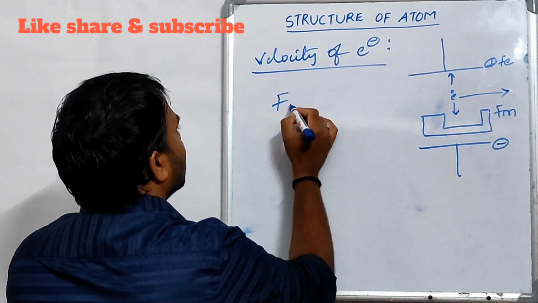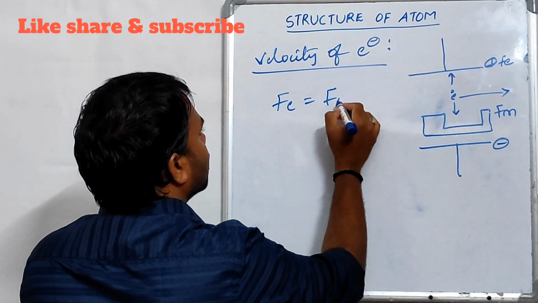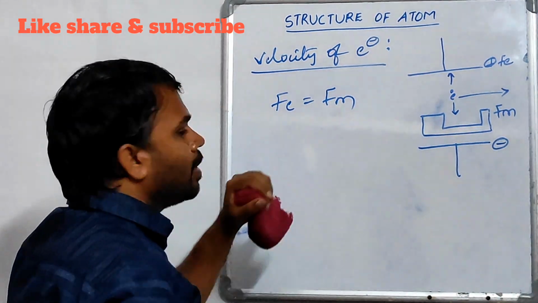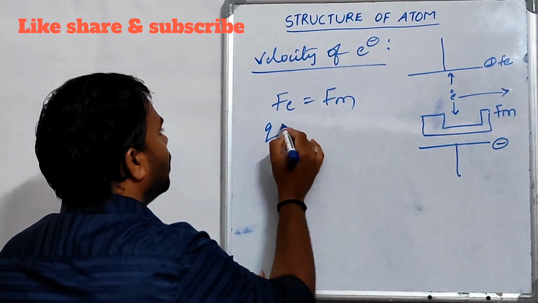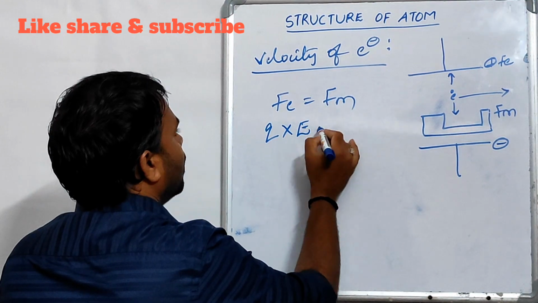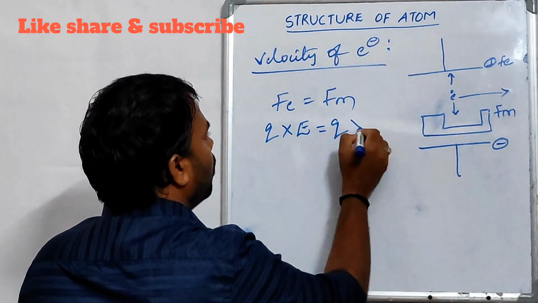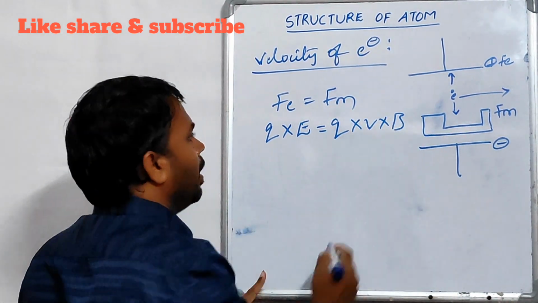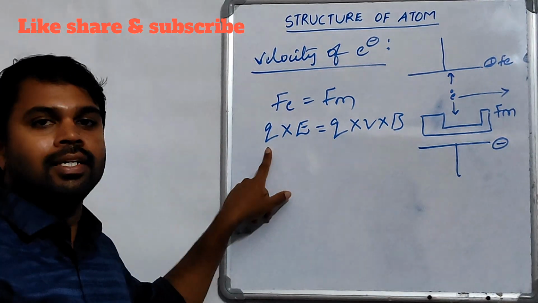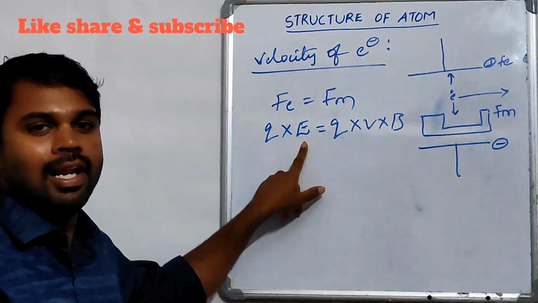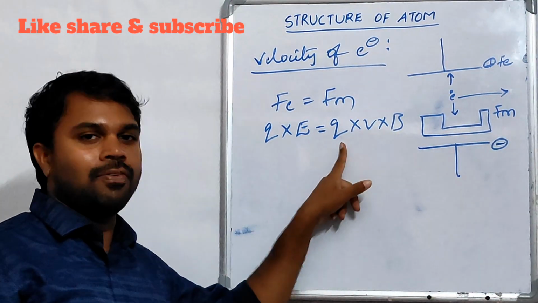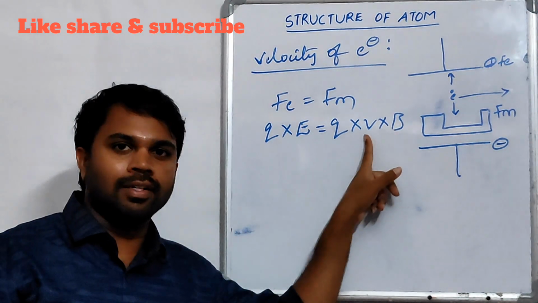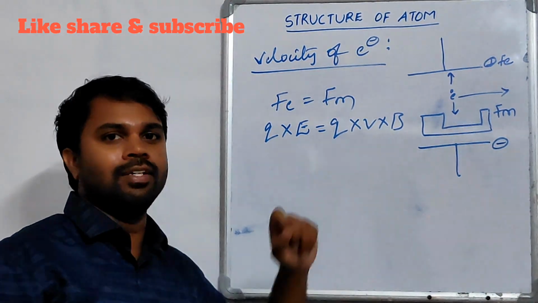That is, Fe equals Fm. Electric force equals Q into E. Magnetic force equals Q into V into B. Here, Q is the charge of the electron, E is the electric field strength, V is the velocity of the electron, and B is the magnetic field strength.